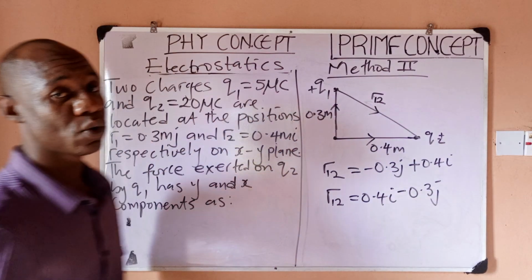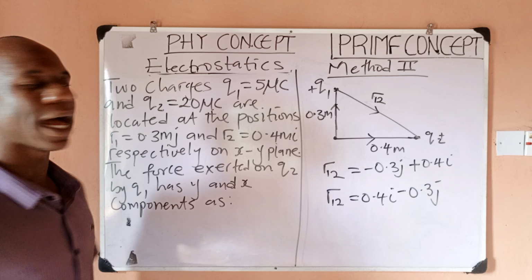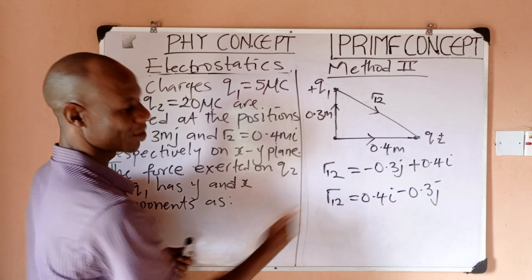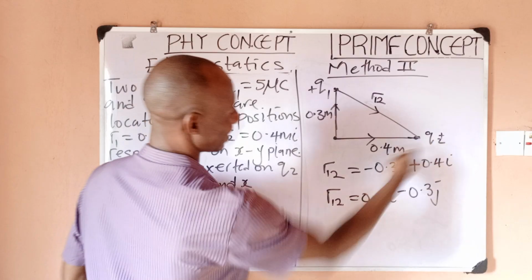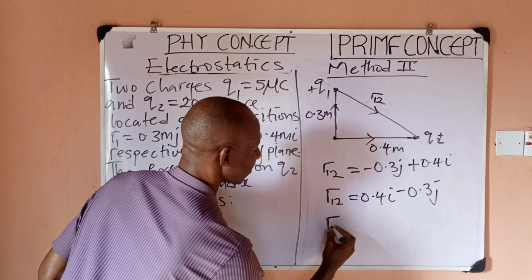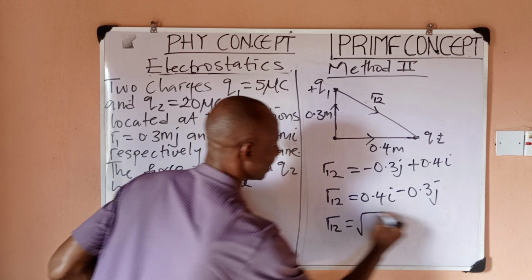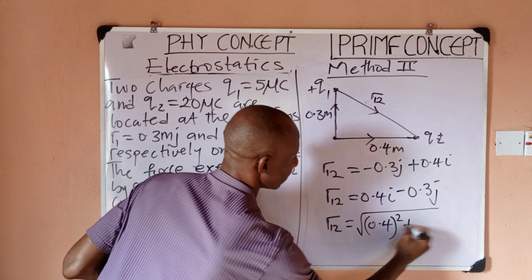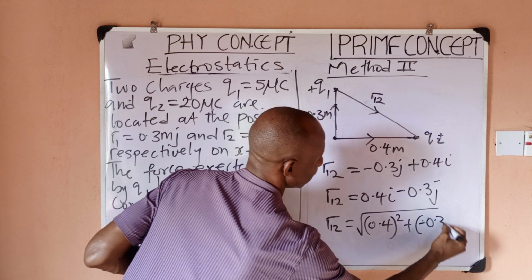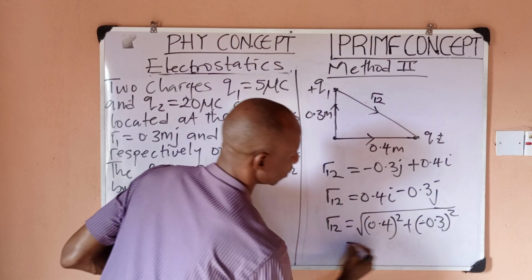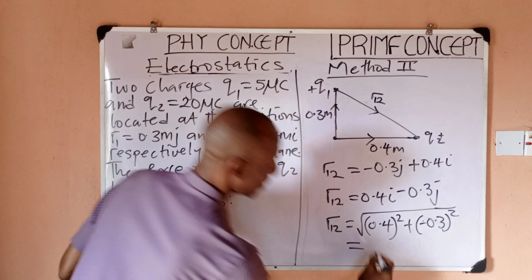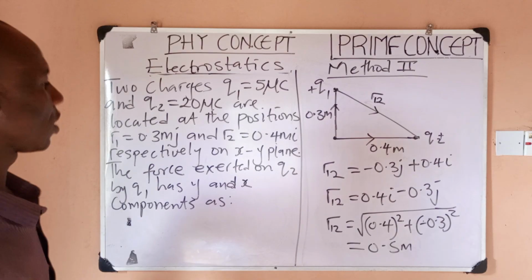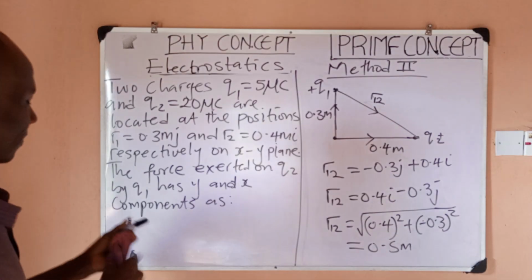So this is a better way of writing. I've gotten my R12. The next thing I want to do is to find the magnitude of R12, which is this length. The magnitude of R12 is the square root of 0.4 squared plus 0.3 squared. If you punch this into your calculator, you get 0.5 meters. I'm going to rub this so I can have space.